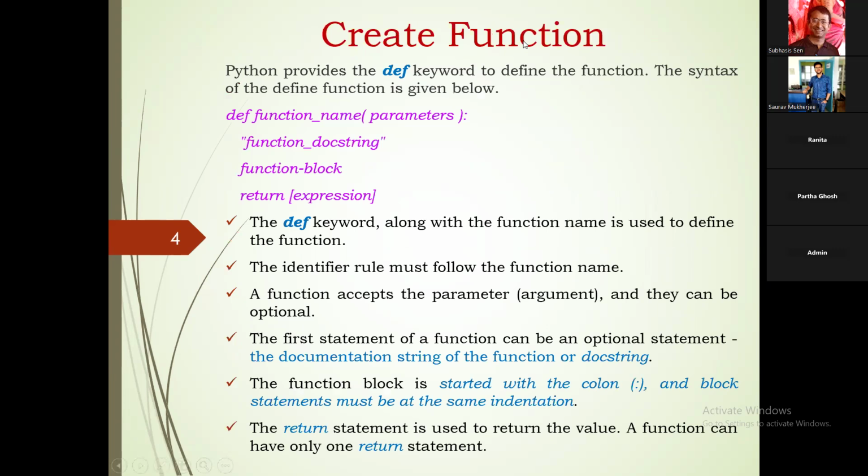So how do we create a function? Suppose you want to create your own user-defined function, not the built-in function. Built-in function means if we call the function, it will work, because it is already built. So how do we create my user-defined function? There is a keyword, def, for define. We write def, then the function name, and within brackets the parameters, which are basically called arguments.